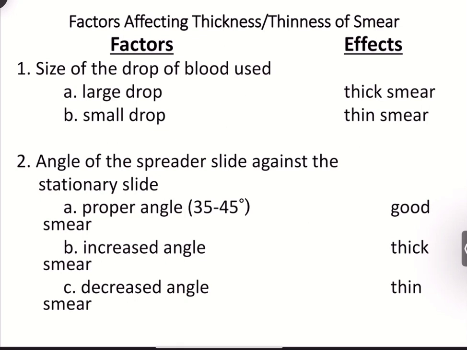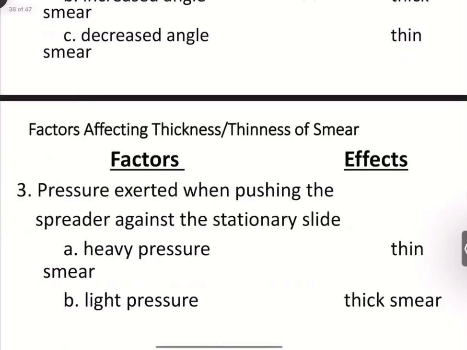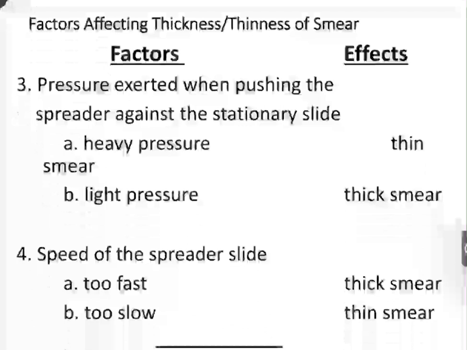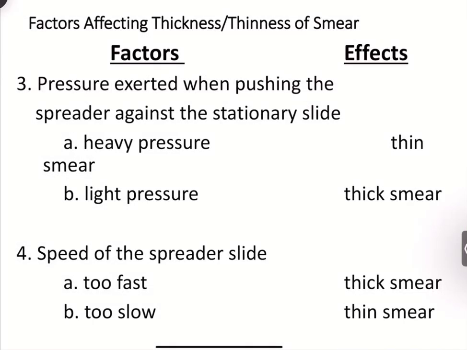An increased angle will produce a thick smear. A decreased angle is a thin smear. Other factors: pressure on the spreader. Heavy pressure, thin smear. Light pressure will have a thick smear.